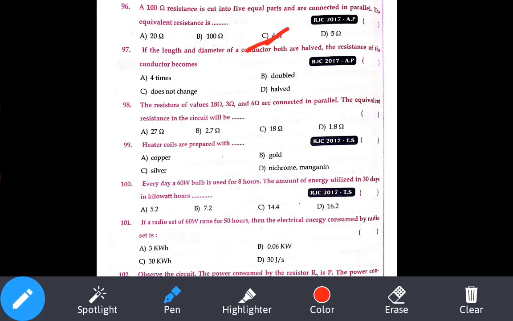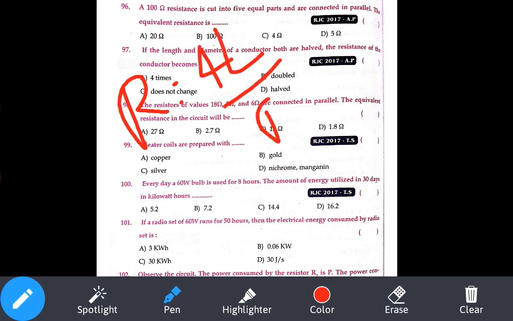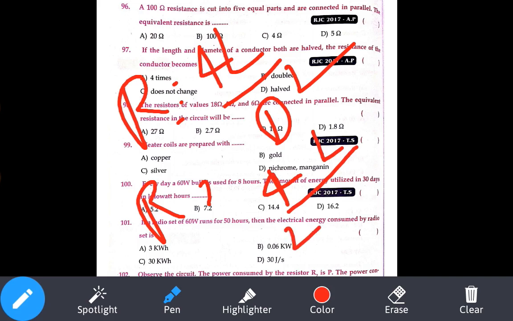If the length and diameter of the conductor are both halved, then the resistance of the conductor becomes what? R is equal to 4L/D², the relation we got a few minutes back. This is our R value. Now the length and the diameter are halved, so 4L/2 divided by (D/2) whole squared.